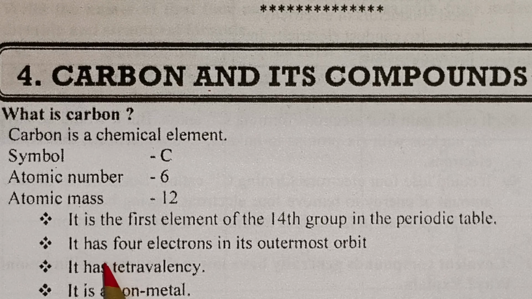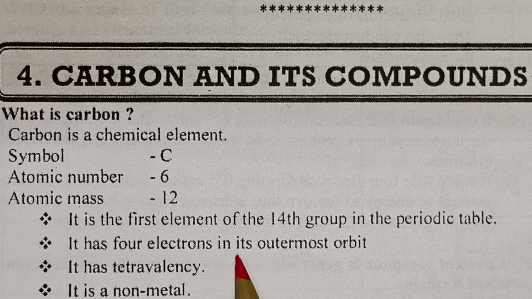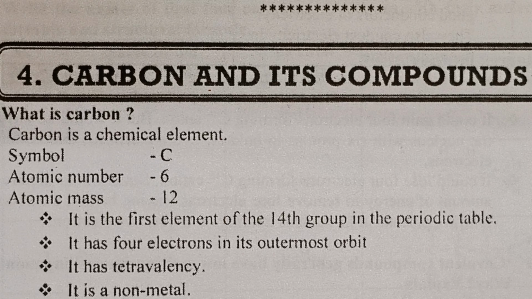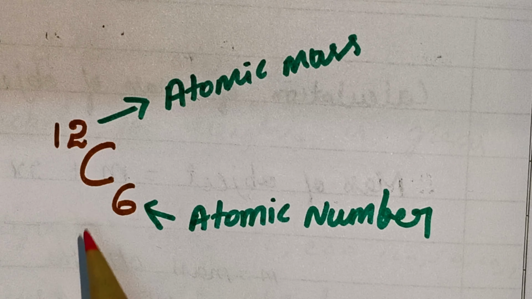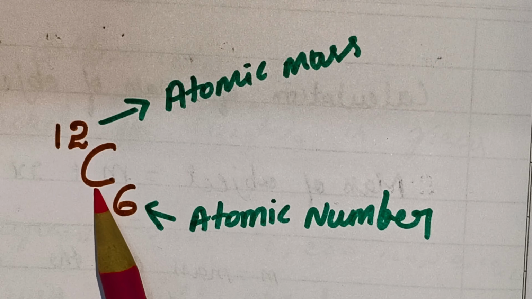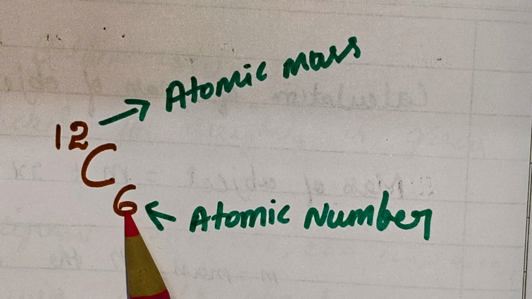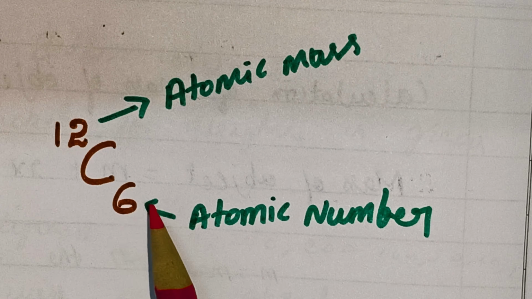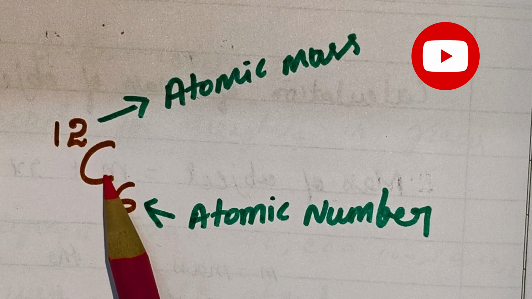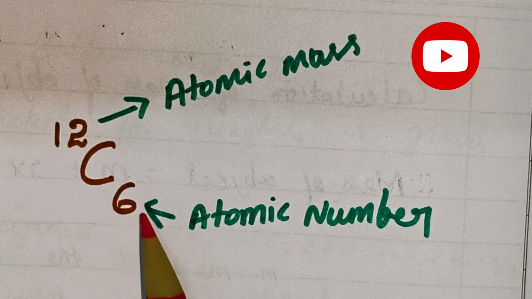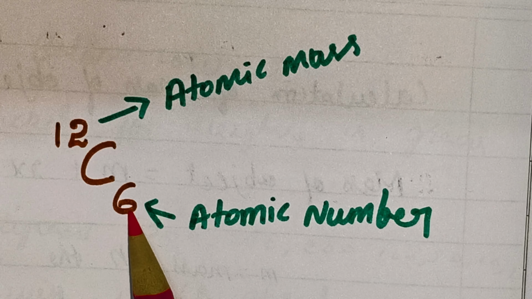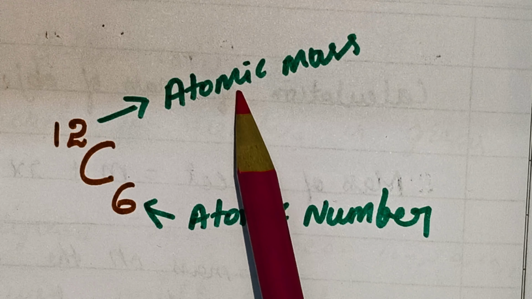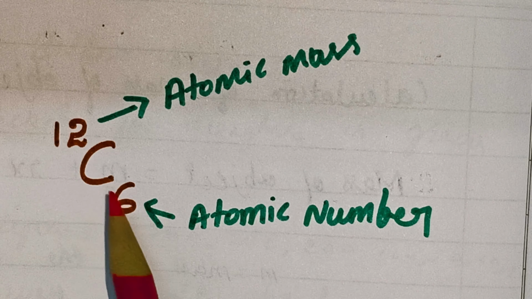And second point, it has 4 electrons in its outermost orbit. You know orbits and shells. Here we can see that the symbol of carbon is C, 6 is its atomic number and 12 is its atomic mass. For any element we represent, the symbol has the atomic number in subscript and the atomic mass in superscript. Now the symbol of carbon is C.